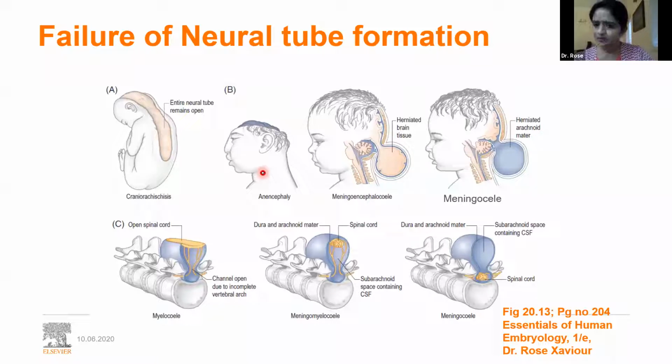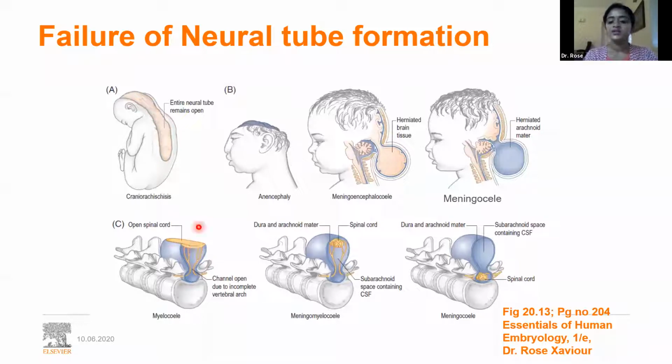So these are the three defects which you get when there is a defective formation or defective closure of the anterior neuropore. Now coming to the neural tube defects at the caudal end, we have these three defects. The first one is myelocele. What do you mean by myelocele? Myelocele means the spinal cord is exposed to the outside. Myelo means something related to the spinal cord. So the spinal cord is actually exposed to the surface.